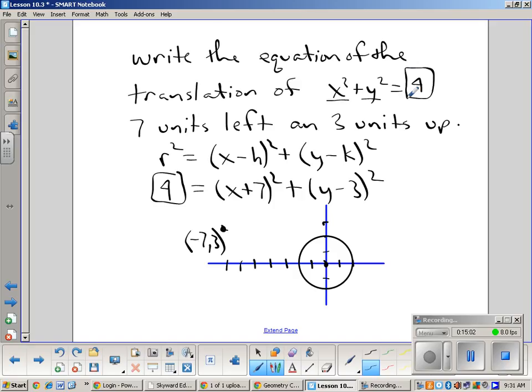And I want the same radius. So what was r in this? 2. My radius is only 2. I took the square root of 4, and that's how I knew how far to make my radius. And so, my new circle, I didn't draw it perfect, but it looks something like that.